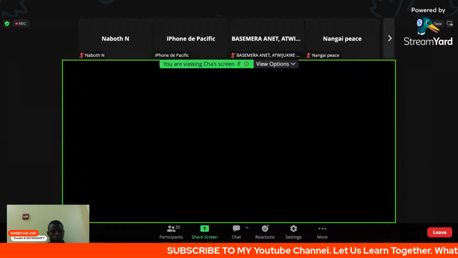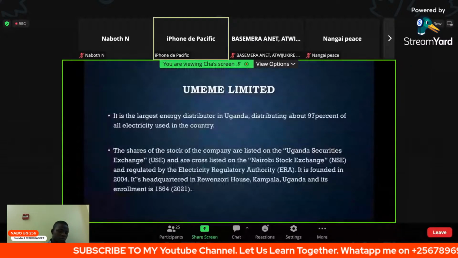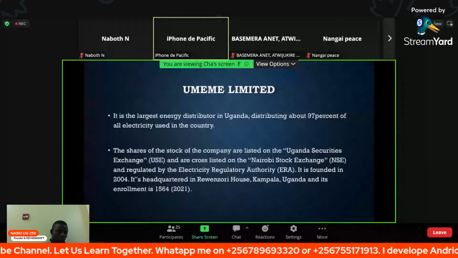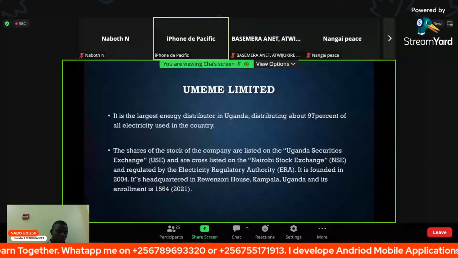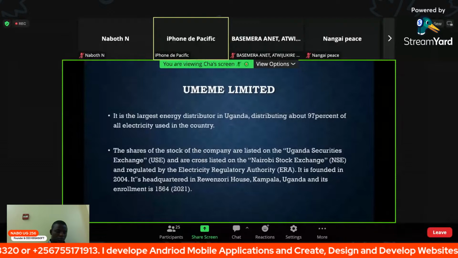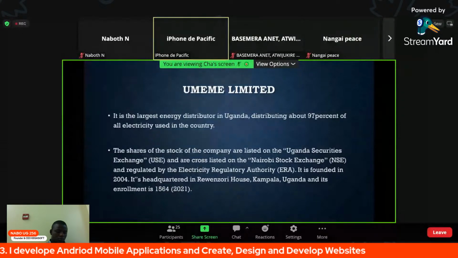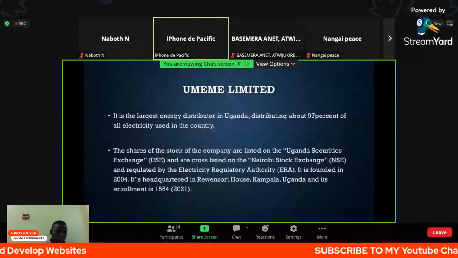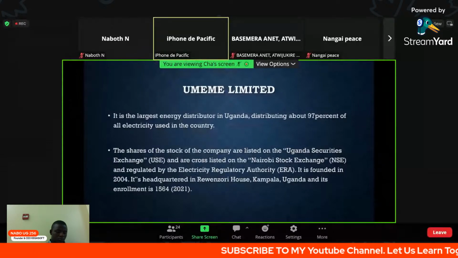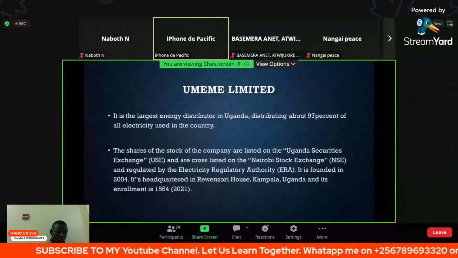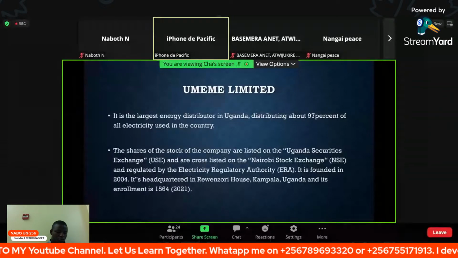Now, talk about Umeme Limited. It is the largest energy distributor in Uganda, distributing about 97% of all electricity used in the country. The shares of the company are listed on the Uganda Securities Exchange, that is USE, cross-listed on the Nairobi Stock Exchange, NSE, and regulated by the Electricity Regulatory Authority. It was founded in 2004. Its headquarters is in Rwenzori House, Kampala, Uganda, and its employment is 1562 for 2021.